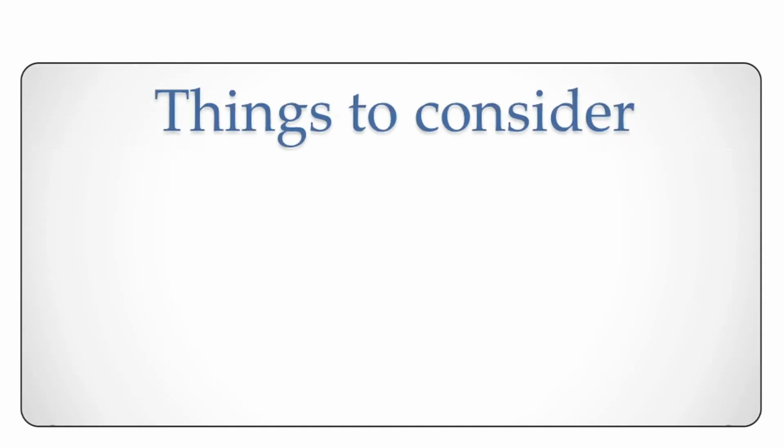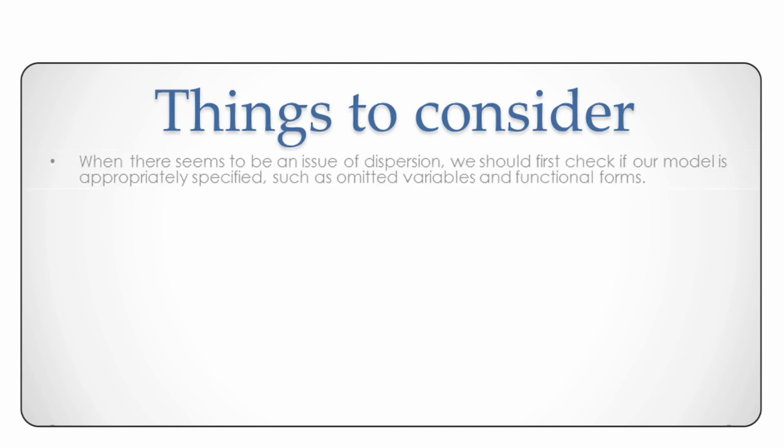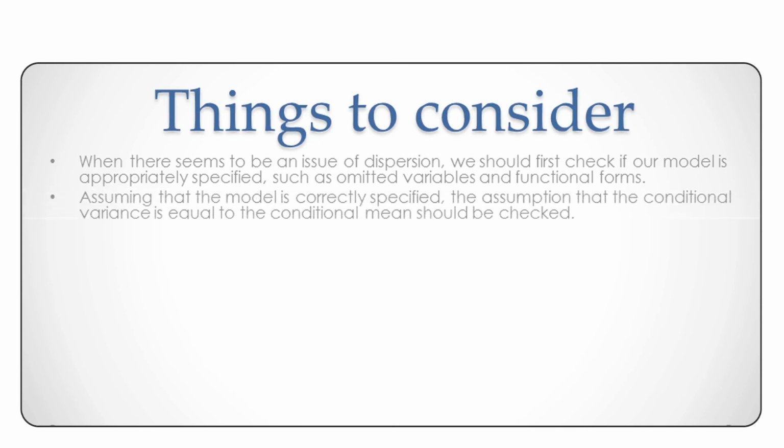Finally, a few things to consider when we are fitting a regression model to count data. Firstly, when it appears that the conditional mean and the conditional variance are not quite similar, that is, there is some issue related to dispersion, we should first go back and check if the model is appropriately specified. What this means is that we should look first whether any important variable has been omitted or whether the functional forms are correctly specified. Assuming that the model is correctly specified, we should next group the data and run a check of the assumption that the conditional variance is equal to the conditional mean.